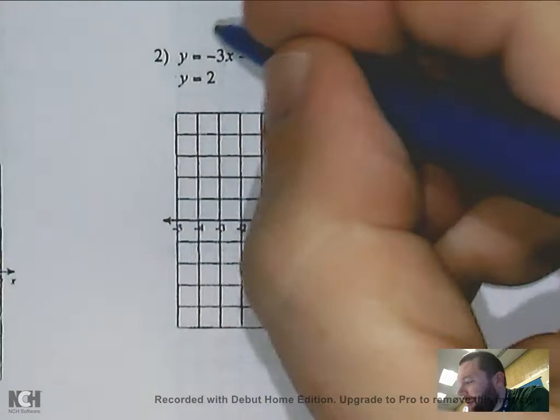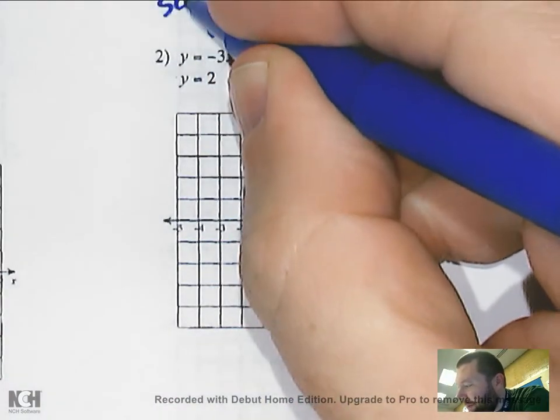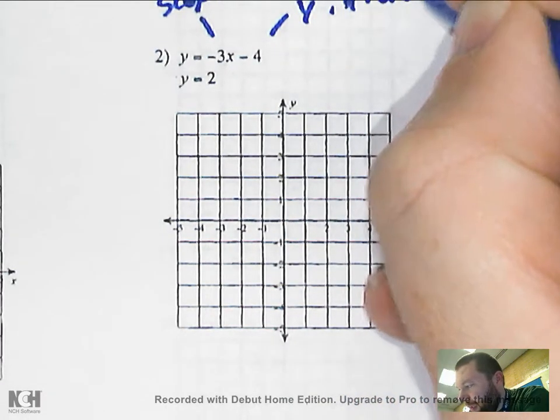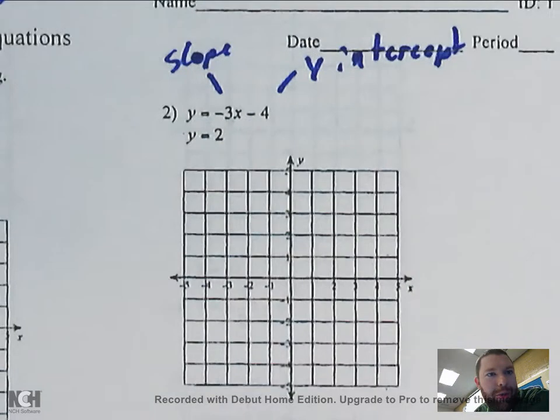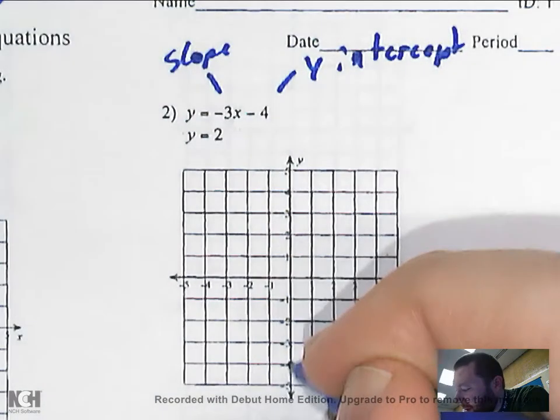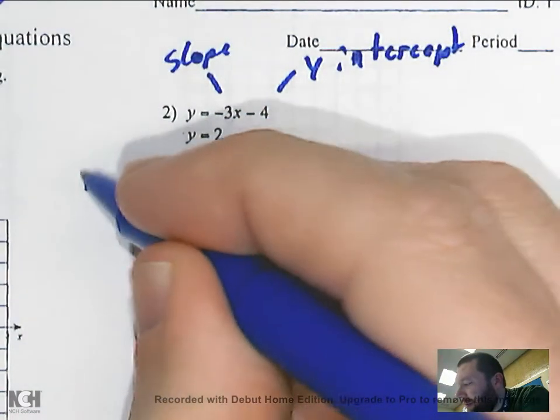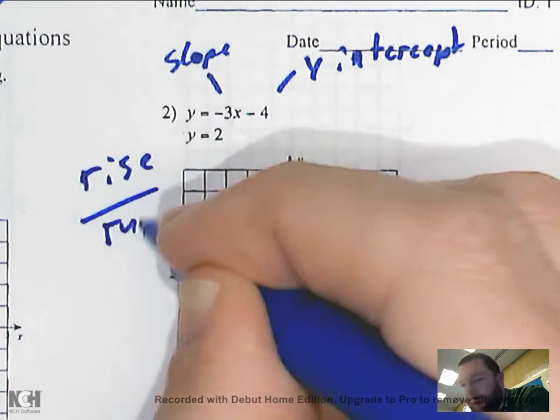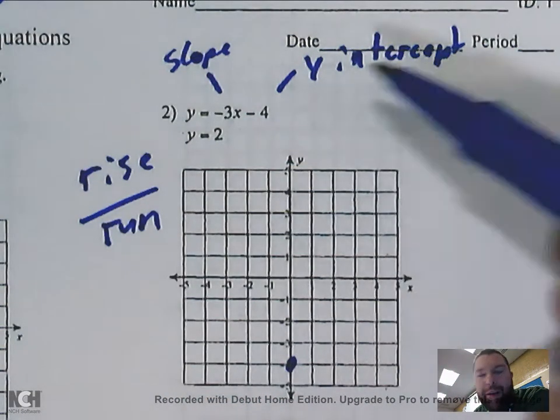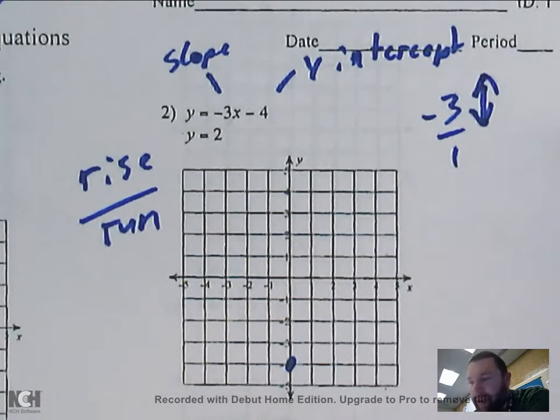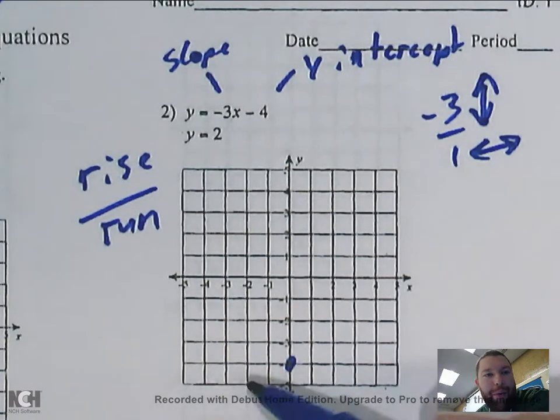The first one has a slope of -3 and a y-intercept of -4. To graph that, I would start at the y-intercept, so start at -4, and then I plot out my slope. It's rise over run for the slope. So if it's -3, that's the same thing as -3 over 1. The -3 is what's happening up and down, and the 1 is what's happening left and right. So I could go down 3 and right 1.